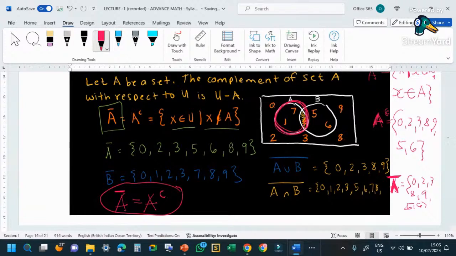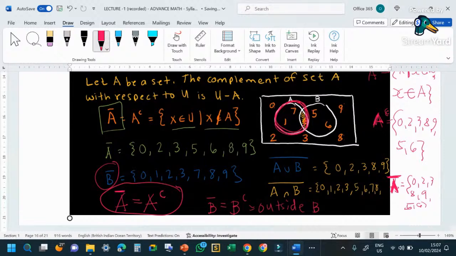Let's do this one. Not B, or B complement. B complement will be outside B, okay? Outside B. If you say complement, the complement of B will be 0, 2, 3, 8, 9, and then 1 and 7. That is not B or B complement.